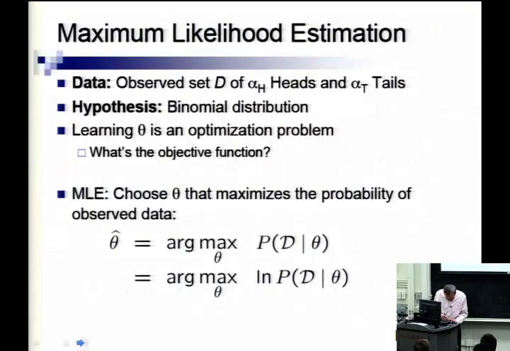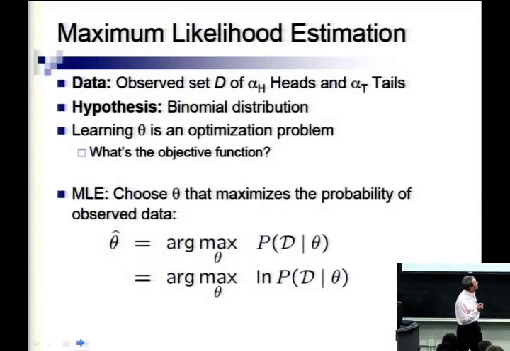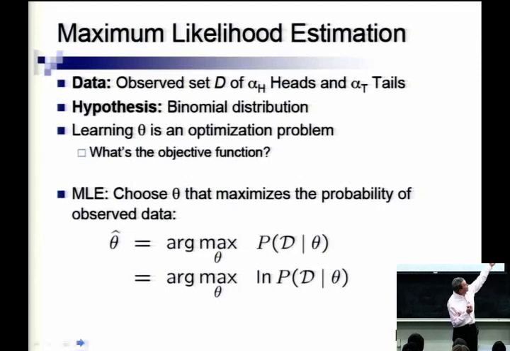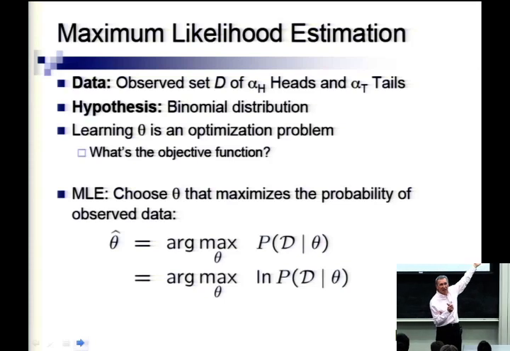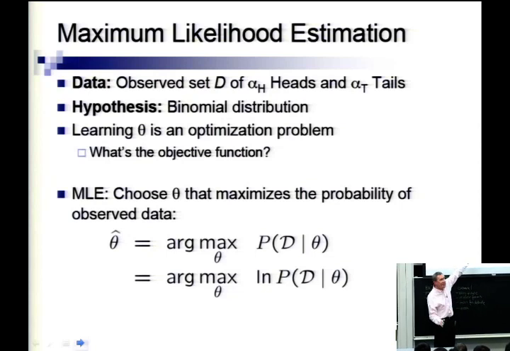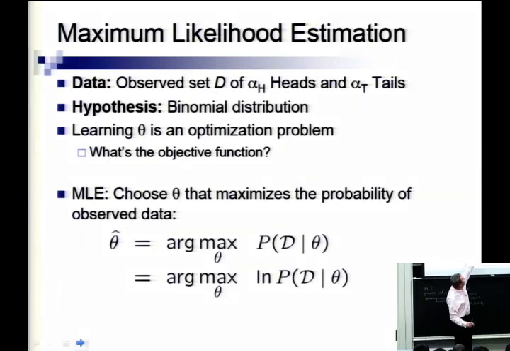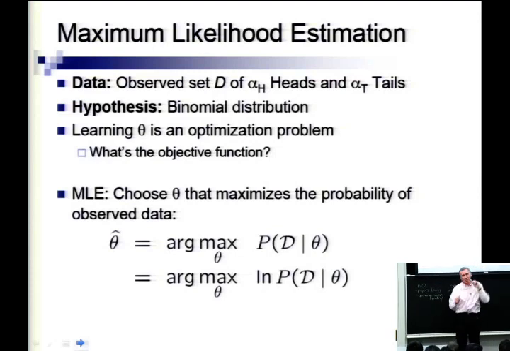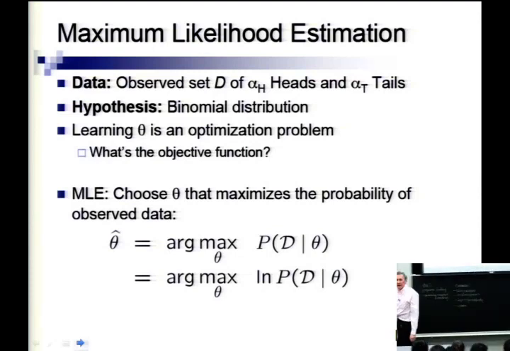Okay. All right, so to put this precisely and generally, we observed a set of heads and tails. We assume these alpha h and alpha t follow a binomial distribution, which is just that expression we saw. And learning theta is an optimization problem, which we're going to define when we talk about maximum likelihood estimation. We're going to define that as picking the theta that makes the observed data the most probable out of all the thetas we could have picked.